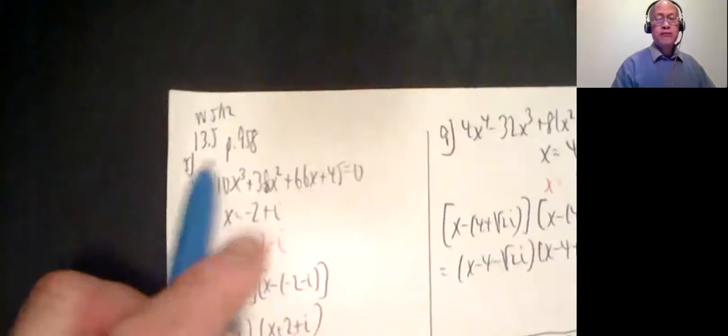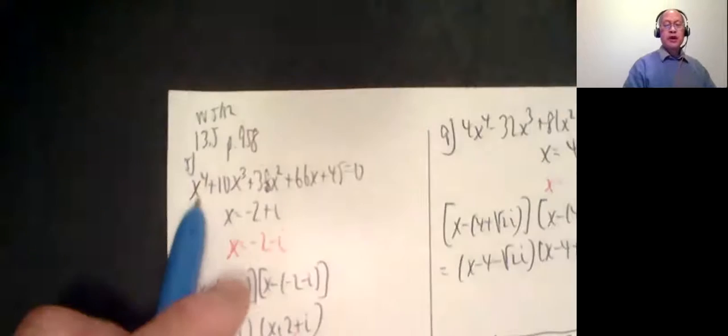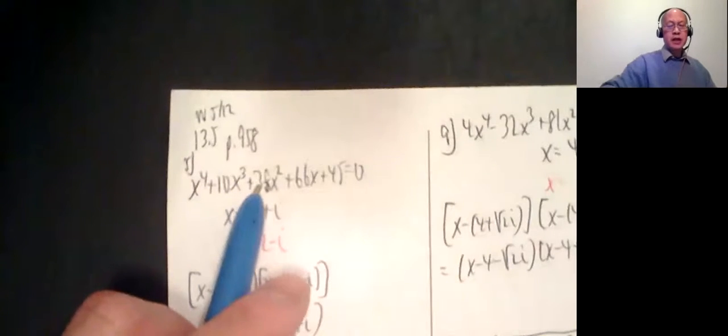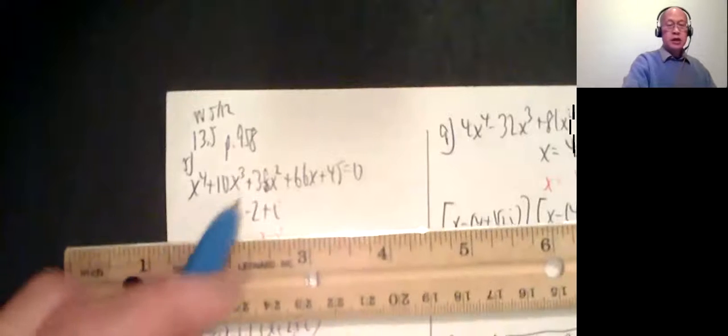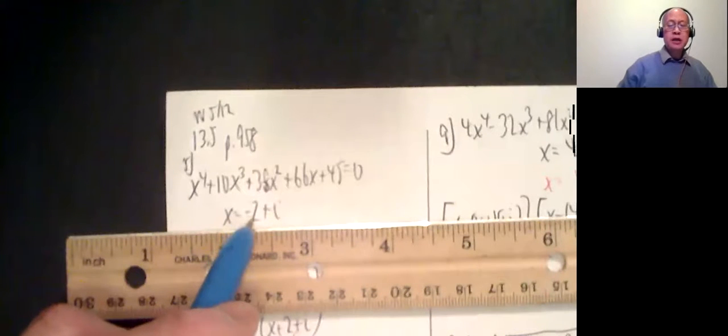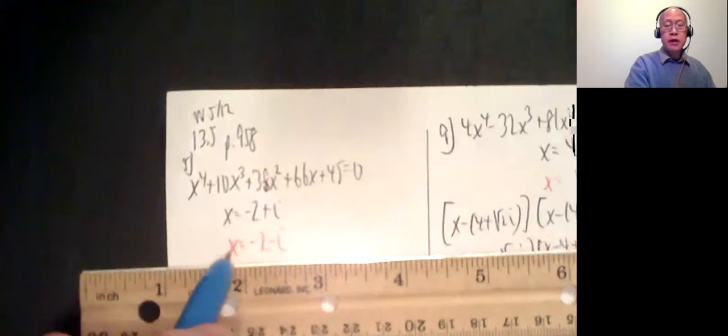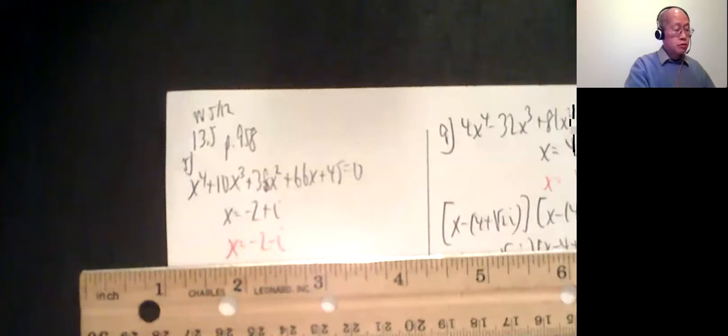Okay, so 13.5, page 958. Question 5, x to the fourth plus 10x cubed plus 38x squared plus 66x plus 45 equals 0. They tell me x equals -2 plus i is one root, automatically in red. So this was given, red is new. x equals -2 minus i is also a root.